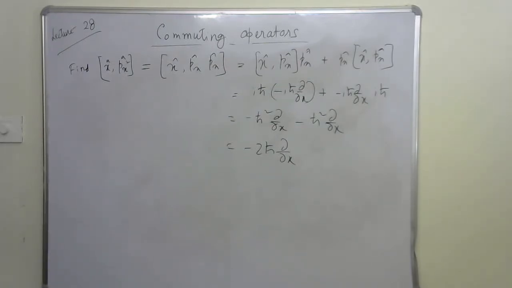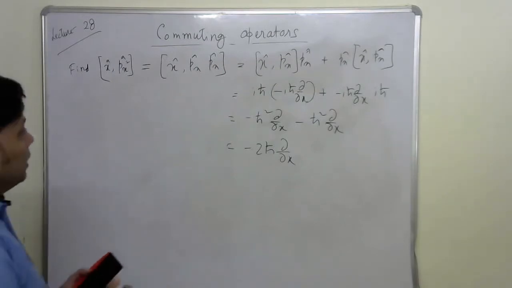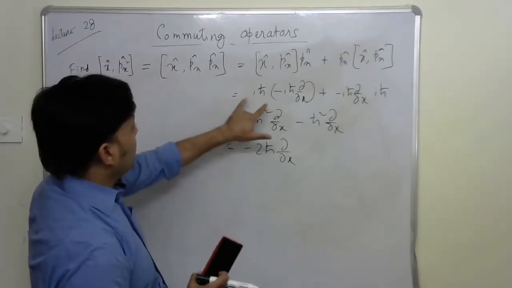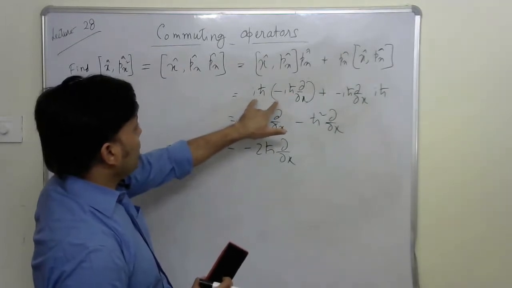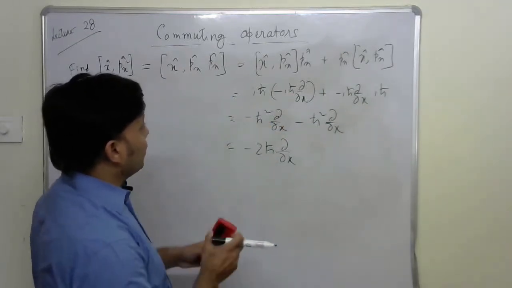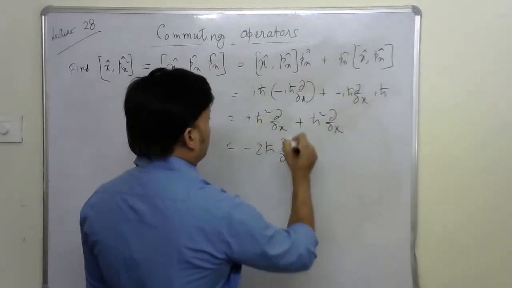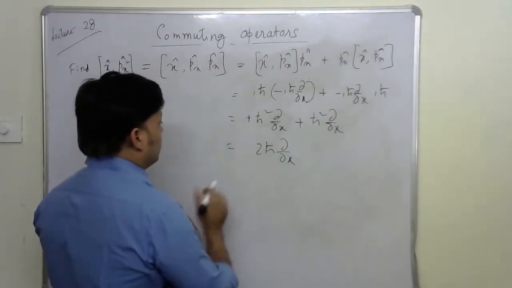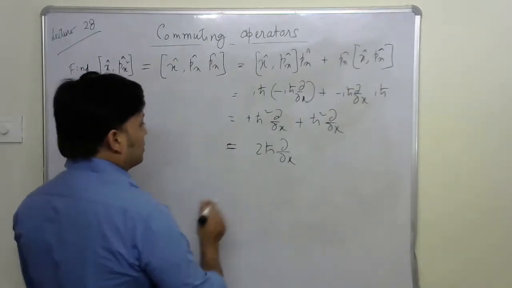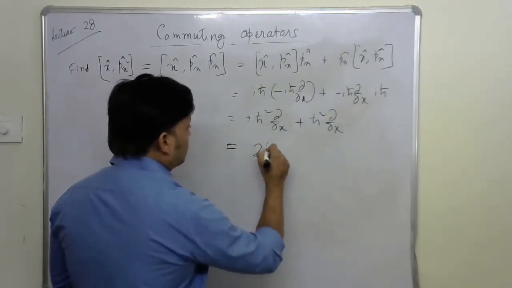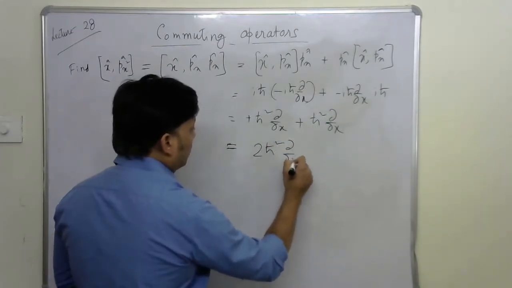All right. So here, did I make a mistake? So i times i means i squared means minus 1, so a minus sign was already there, so yes, I made a mistake. So this should be plus and this should be plus. So this value is equal to 2ħ² ∂/∂x.